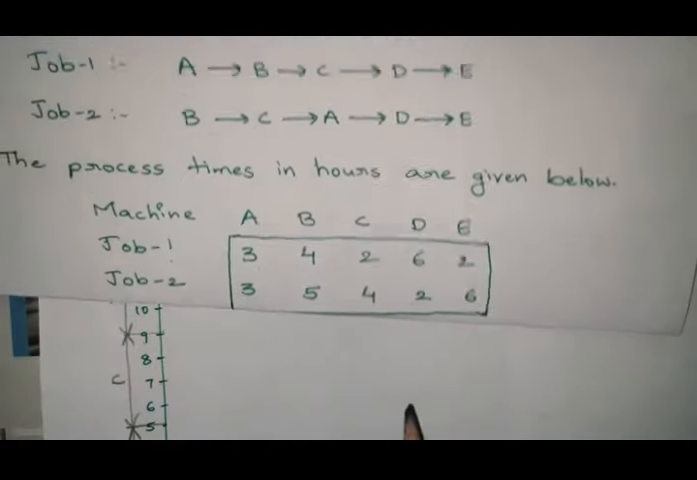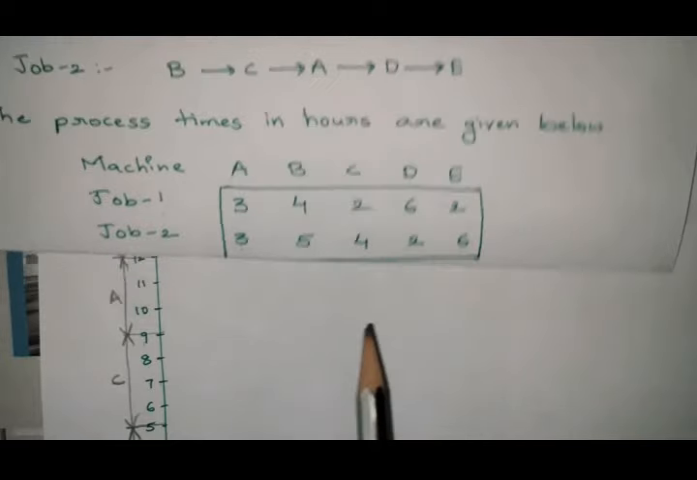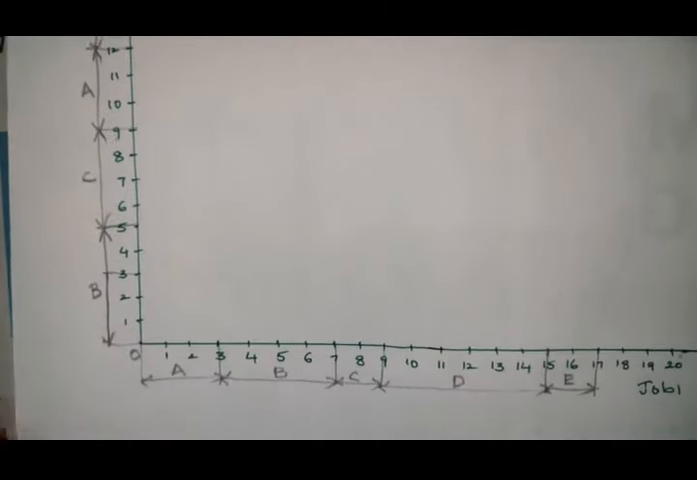And next, what is the next thing? E. So for E it takes 6 hours. So 14 plus 6, it is 20. So represent that one, E. So like this, we need to represent the process of missions, sequence of missions on the graph.